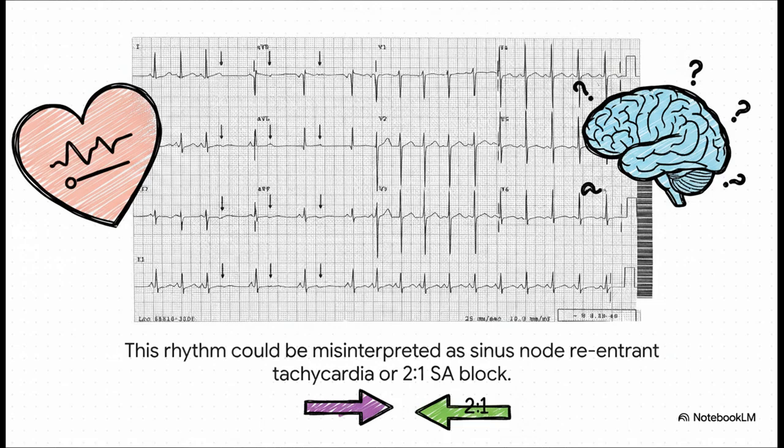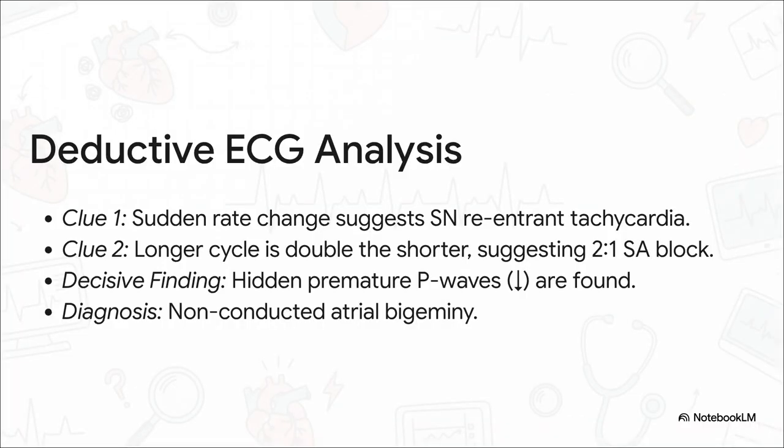So now we have two very plausible but competing diagnoses. So how do we solve this puzzle? We proceed with logical deduction. We have one clue suggesting a reentrant tachycardia. We have a conflicting but very strong clue suggesting 2-to-1 SA block. But what is our cardinal rule for any unexplained pause or irregularity? We must meticulously scrutinize the preceding T wave.